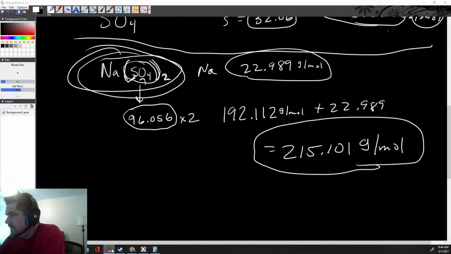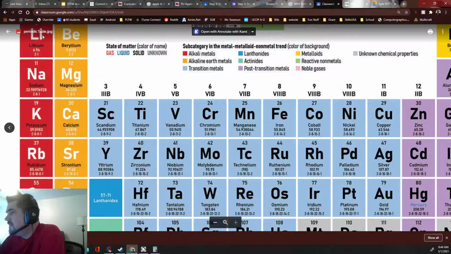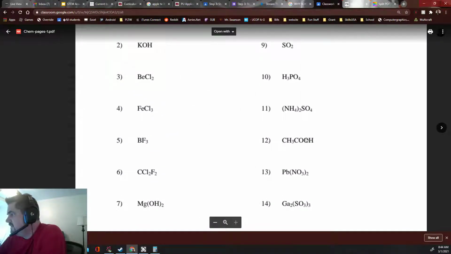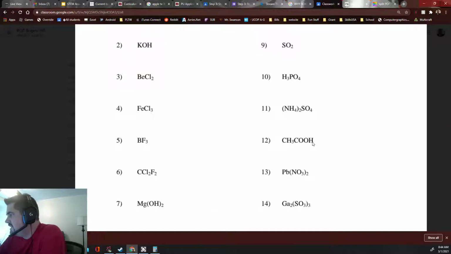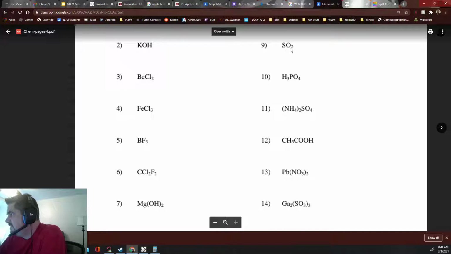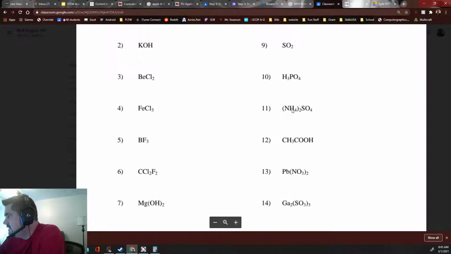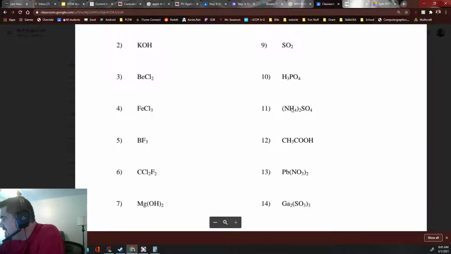Your assignment is just to go on here and do the worksheet where you pretty much find all of these. So this one you have one carbon, 3 hydrogens, another carbon, 2 oxygens, and a hydrogen. This one you have 1 sulfur and 2 oxygens. This one you have 3 hydrogens, 1 phosphorus, 4 oxygens. This one you have the NH4, so 4 hydrogens and 1 nitrogen, right? So figure that mass out, but times it by 2 because there's 2 of them. And then your SO4 again, right? Which we've already calculated actually.